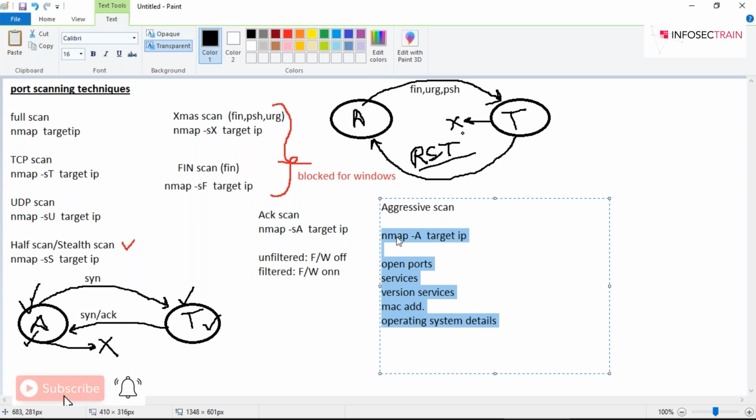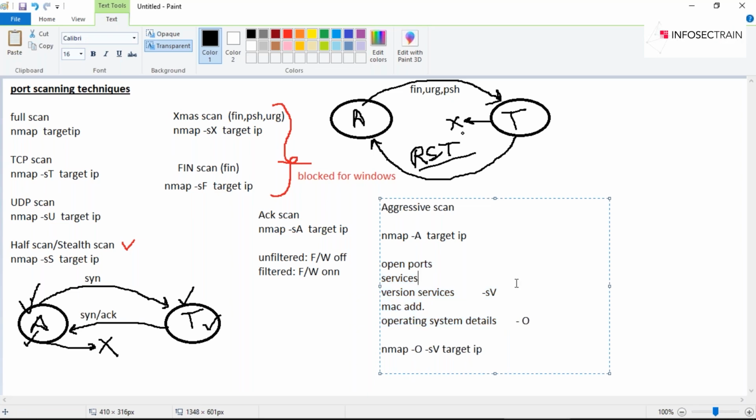Instead of it, what we do, we will be using the method, all right. So to get the operating system details, we'll specify -O, and to get the version number, we type the command that is -sV with capital V. And the overall command that we'll be typing, instead of this aggressive scan, is nmap space hyphen capital O space hyphen sV and target IP. All right, the complete information that you are getting over here, guys: open port, services, version, MAC address, operating system details.